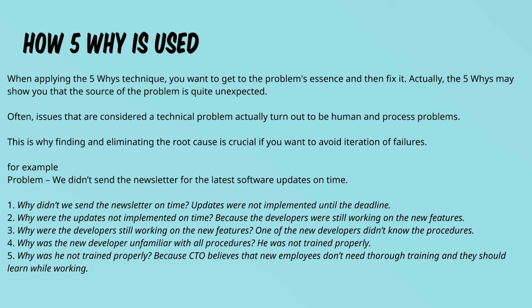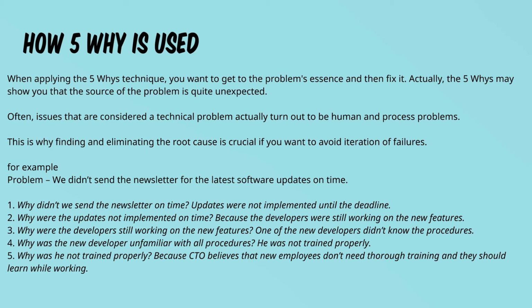For example, problem: we didn't send the newsletter for the latest software updates on time. Why, number 1, why didn't we send the newsletter on time? Because updates were not implemented until the deadline. Well, why were the updates not implemented on time? Because the developers were still working on the new features. Why were the developers still working on the new features? One of the new developers didn't know the procedures.